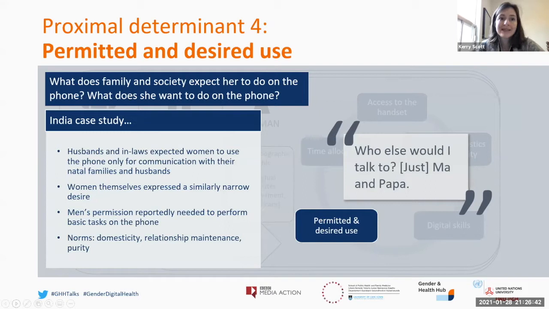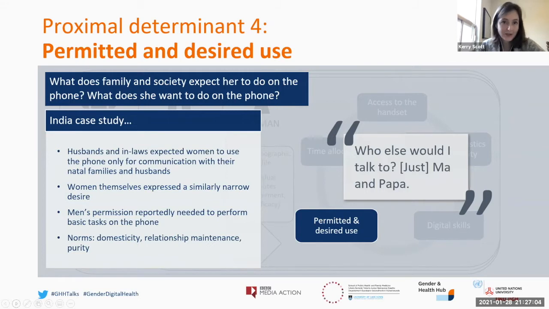Looking at permitted and desired use. This is about what the family and society think is appropriate and suitable use, and what the woman herself wants to do. We found very narrow permitted use. Women were to use the phone to speak to their natal families back home and to keep in touch with their husbands when the husband was out of the house.